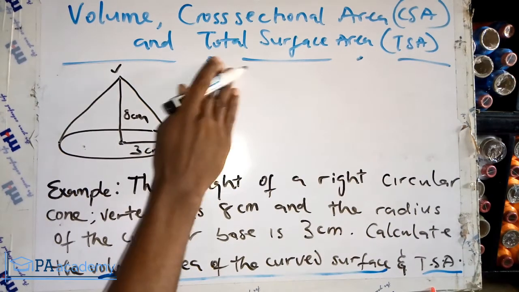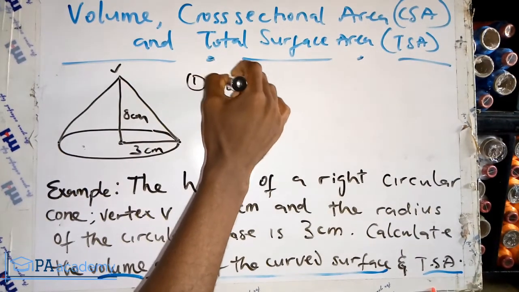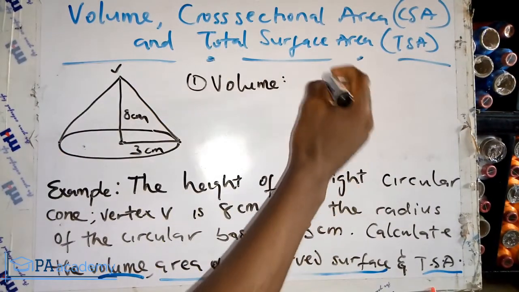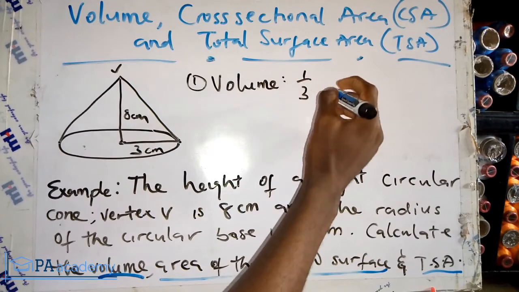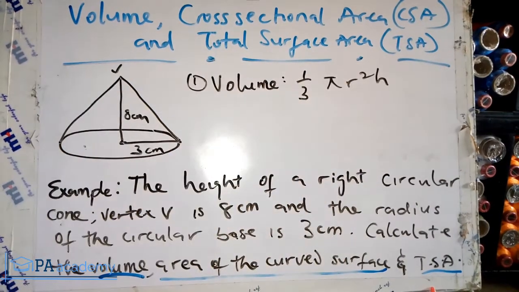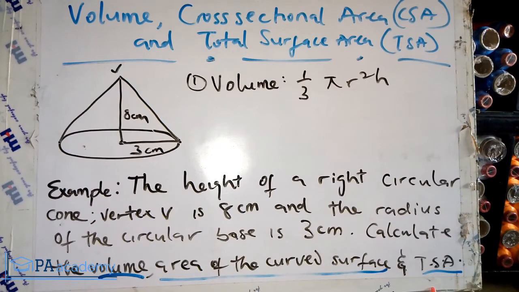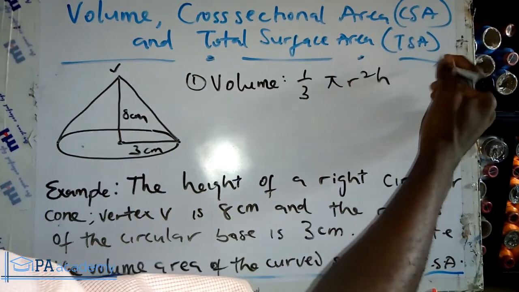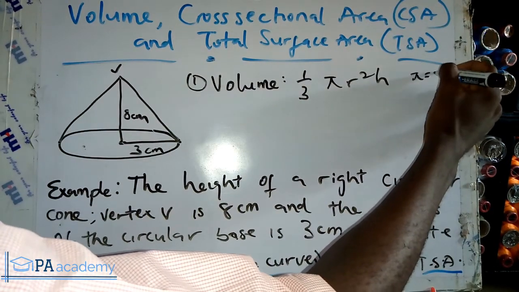We said we should calculate the volume. So the first thing we are looking for is the volume, and the volume of a cone is given as one third pi r square h. Right in this question, we are not given the value for pi. Pi is a constant.